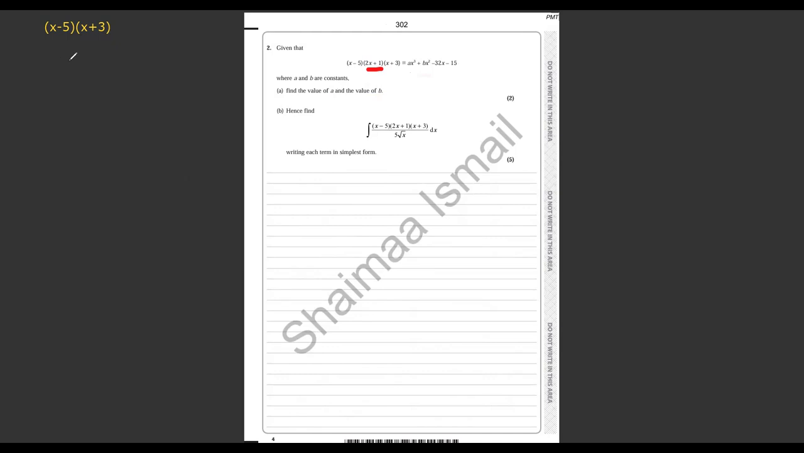First of all, we're going to start with the x multiplied by x, then multiplied by positive 3, step by step. So it will be x squared plus 3x, and I'm going to move to the 5, 3x minus 5x minus 15. Merge the like terms here.